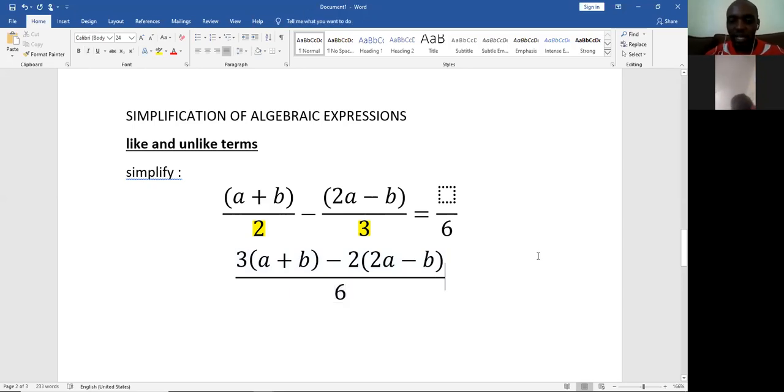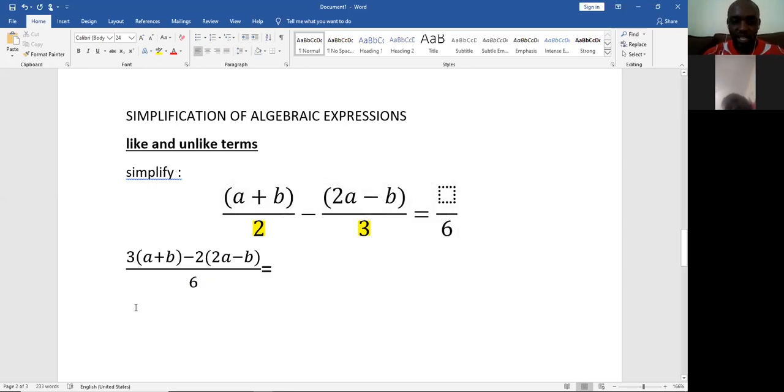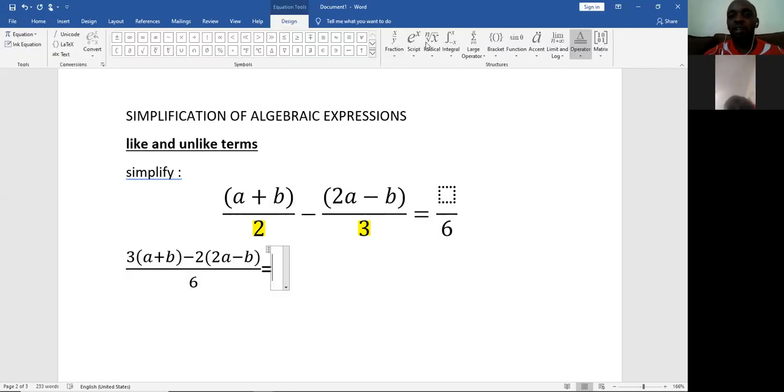Now let's come down here and solve this one. This is equals to, you need to be very careful here. 3 multiplied by a, let me open another fraction here, so we can have our answer. Now 3 multiplied by a becomes 3a, and then I have 3 multiplied by b becomes plus 3b, and then I have negative 2 multiplied by 2a.